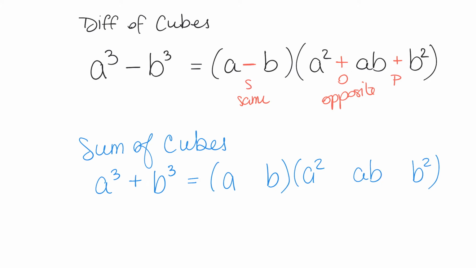Now we're going to do this whole SOP situation again. So SOP. Same means the same as we had here, so we're adding. Opposite is subtracting, and plus for P. Okay, so this is what it looks like. Pause, write these formulas down, take a screenshot, do what you gotta do. Okay, let's try a couple.